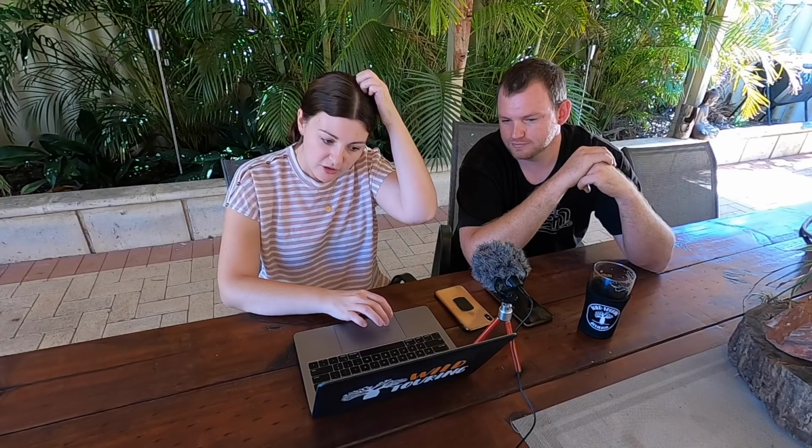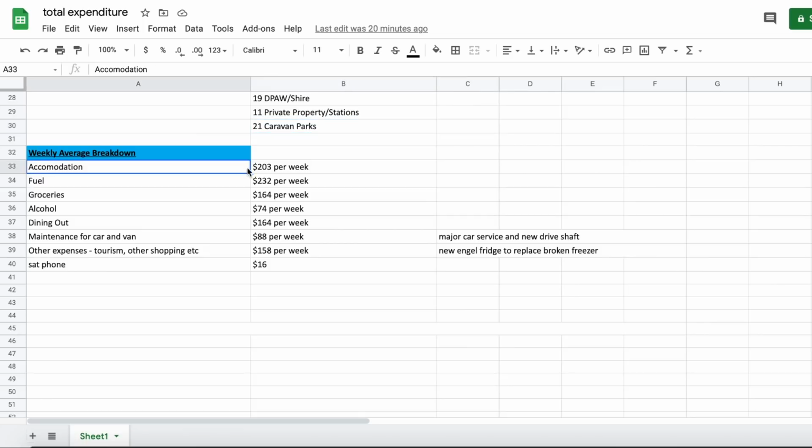So I'm just going to break down our average weekly costs. Accommodation, $203. Fuel, $232. Groceries, we roughly spent $164 per week. Now that's probably about the same as what we spend at home.